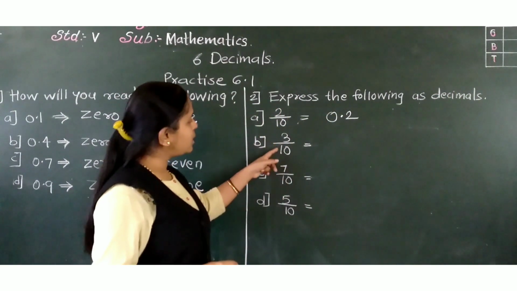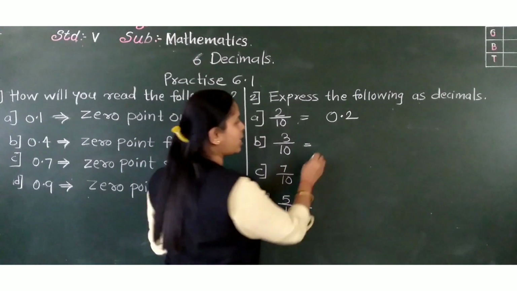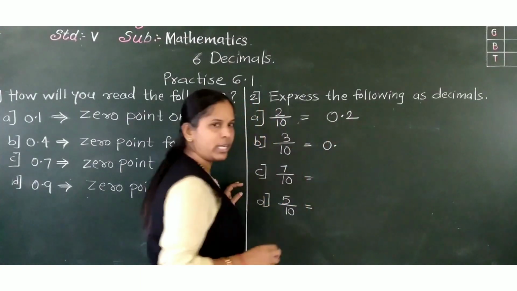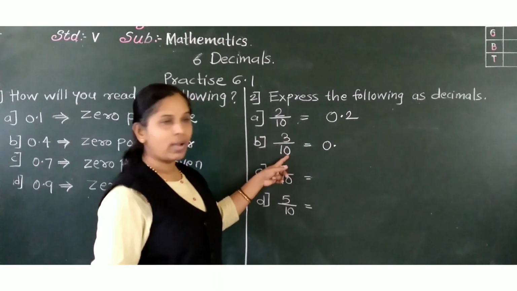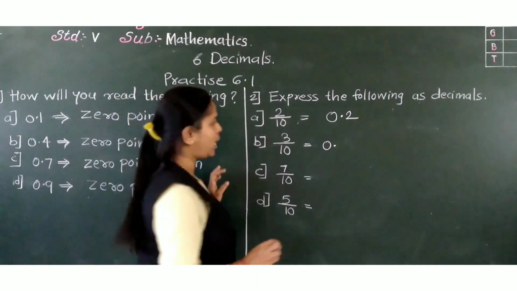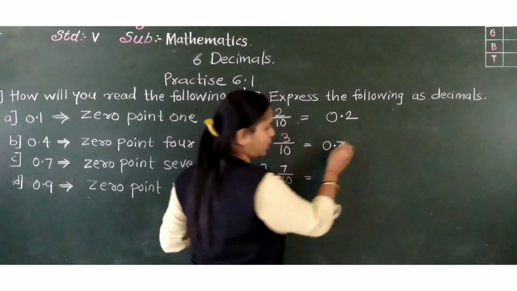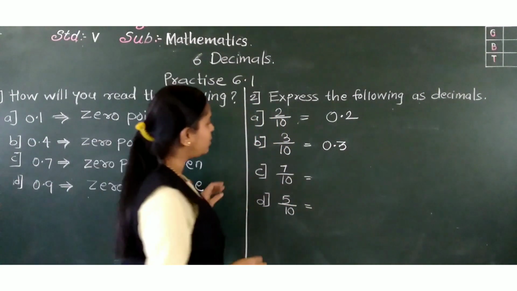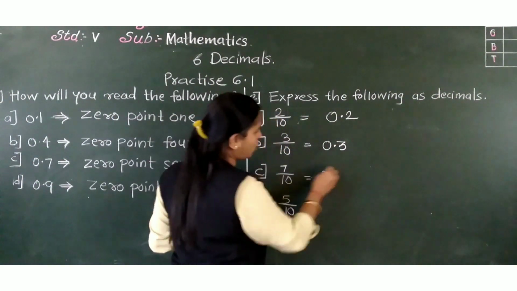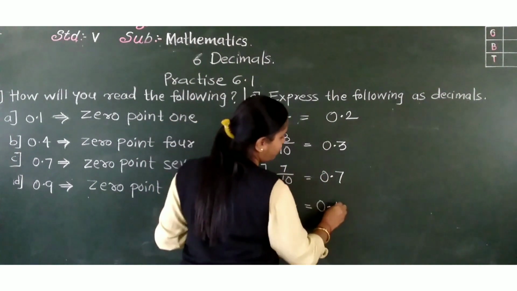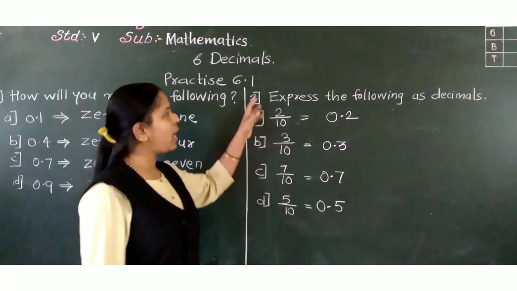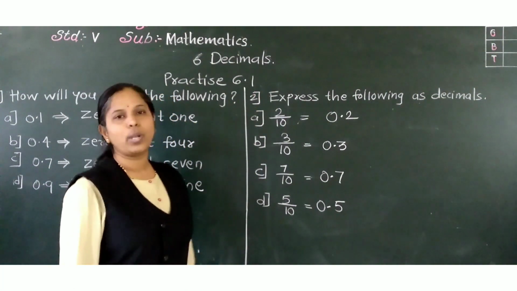Okay, now here see, whole part is not there, so 0. 0.3. Okay, and only one digit, so only one 0, so one digit we have to write, that is 0.3. Next, here the whole part is not there, 0. What will come? 7. Now here what will come? 0.5. In this way we have to express the following as decimals.